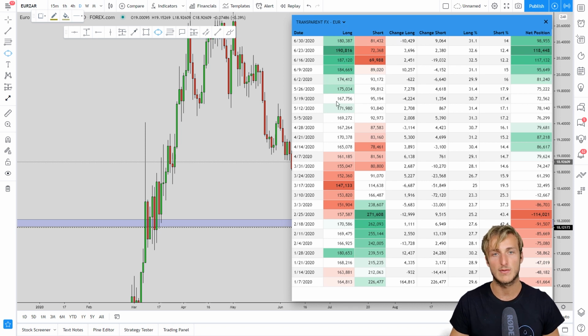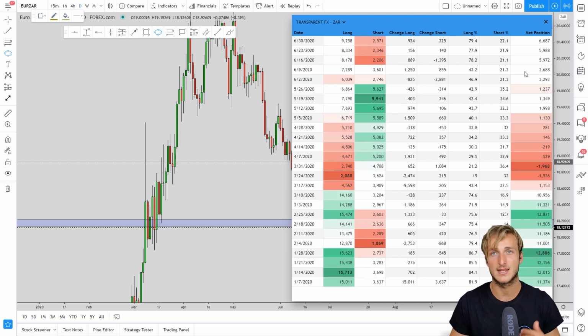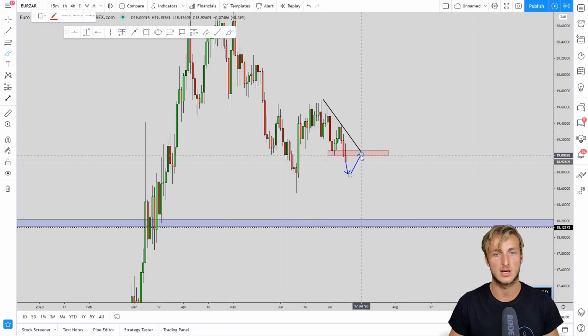And if we go and see what we have from a ZAR perspective, we can see that it's getting stronger and stronger. We were sitting at minus 1.9k net positions with more shorts than longs, with 4.7k shorts and 2.7k longs. And now we're sitting at 6.6k net positions. So 9k longs and 2k shorts, way more longs than shorts. So we can expect ZAR strength, which means Euro ZAR to the downside.